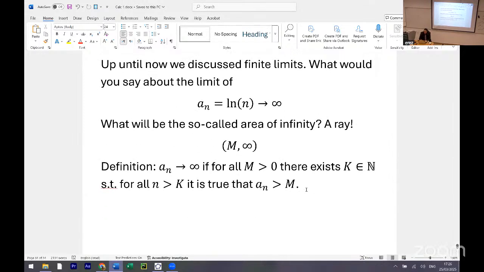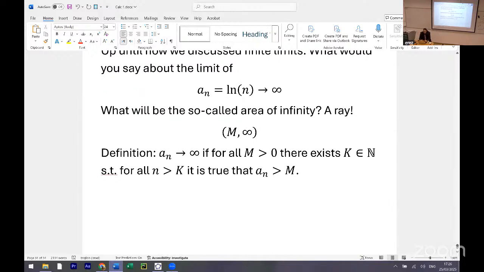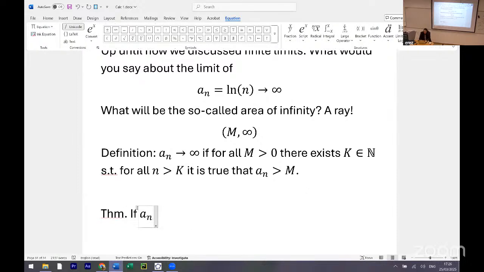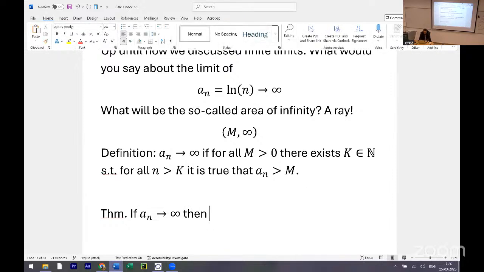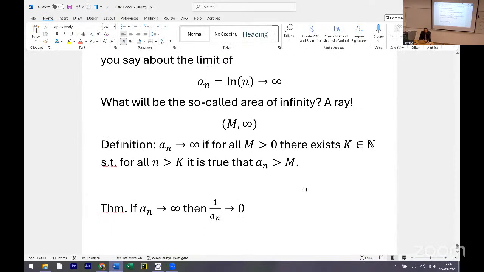So I'm almost finished for today. I'll give you an exercise to think about for next lesson, and I will prove it. So, theorem: if a_n tends to infinity, then 1 over a_n tends to 0. Prove that for next lesson.